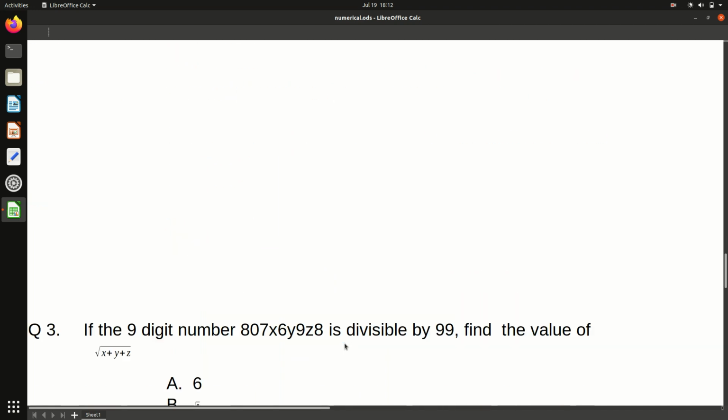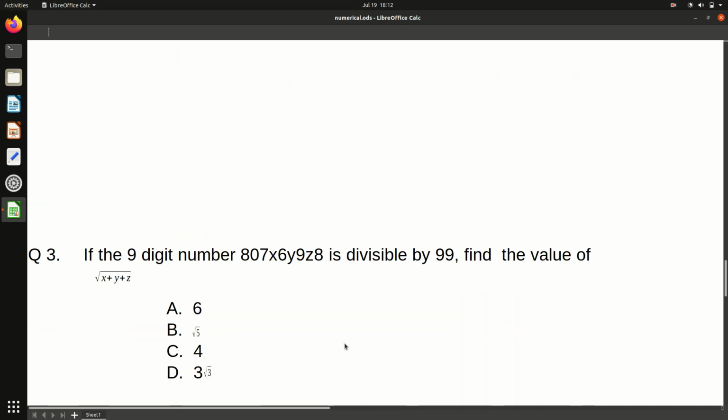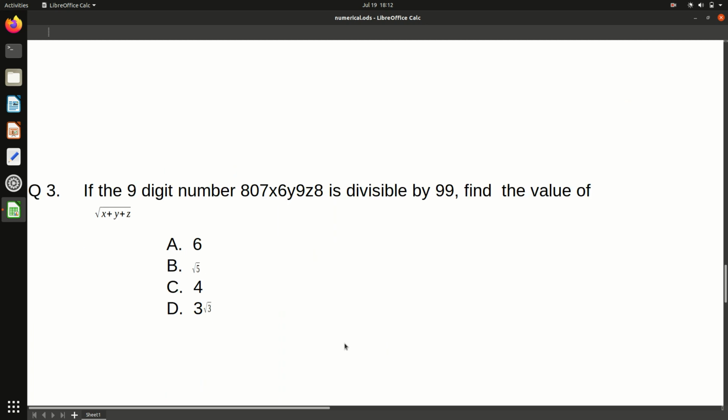Now we will move to the third question. You can pause the video and you can try.